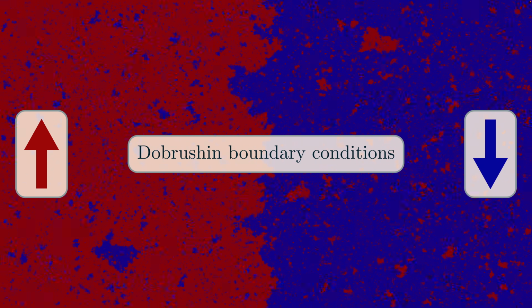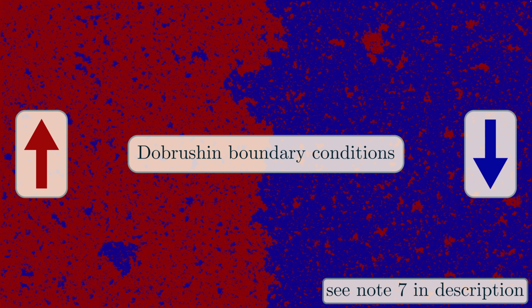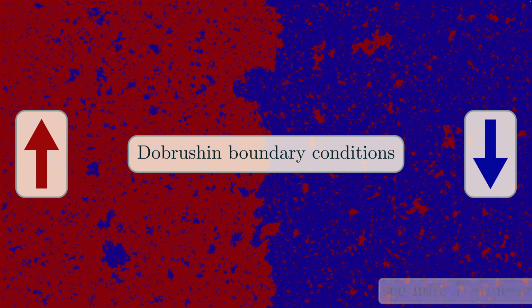Under this identification, we need to reinterpret the chemical potential as an external magnetic field over the whole magnet. In this particular simulation, I'm also imposing boundary conditions where the left border of the simulation is fixed to be up and the right border is fixed to be down. These are called Dobrushin boundary conditions, and they lead to very interesting behavior, especially at the critical point, which is what we're looking at right now.